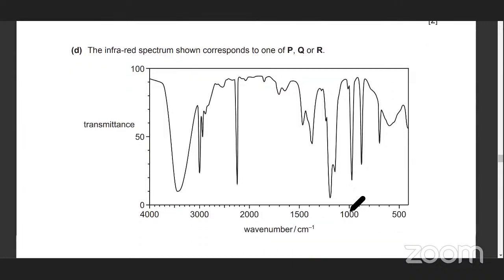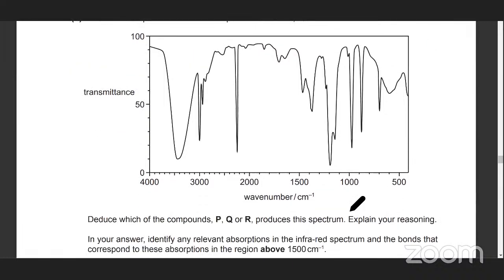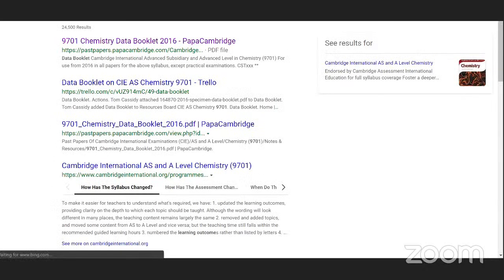अच्छा, फिर ये आपके पास infrared spectrum दिया हुआ है PQ and R, and this is the IR spectrum. Open the data booklet as well for the IR spectrum.